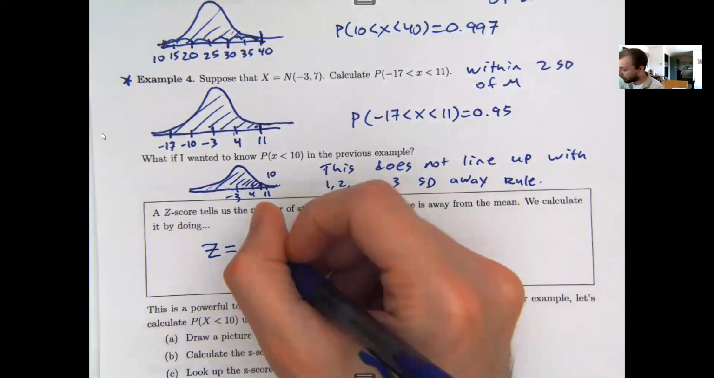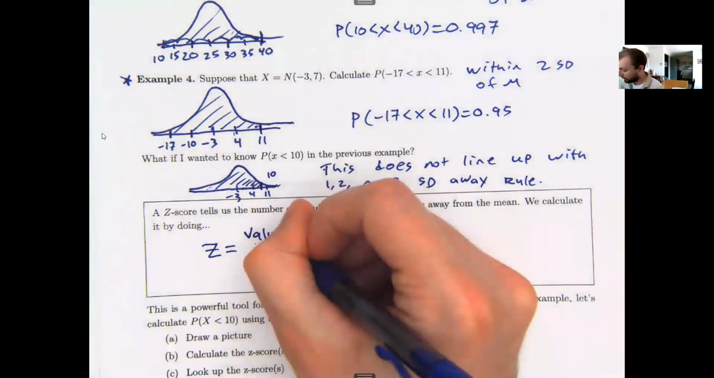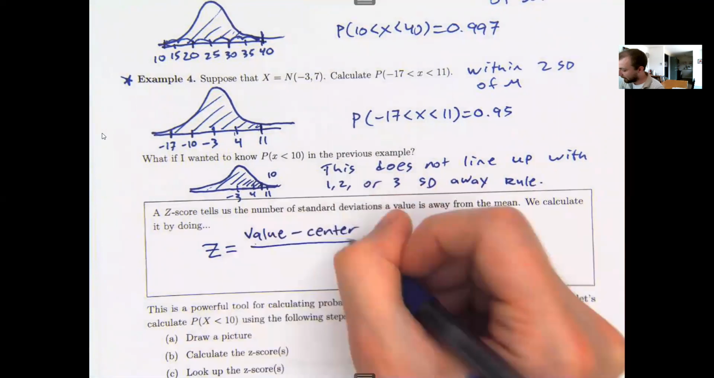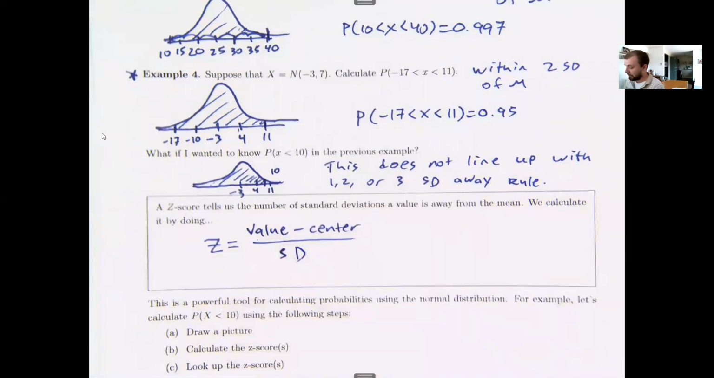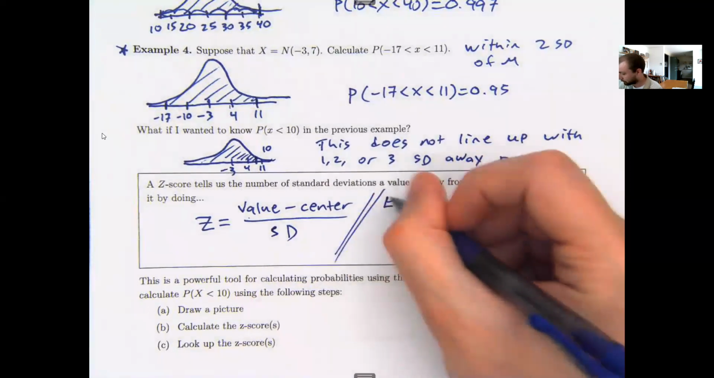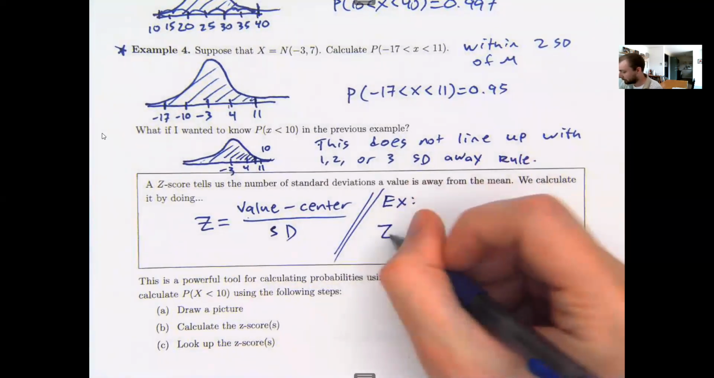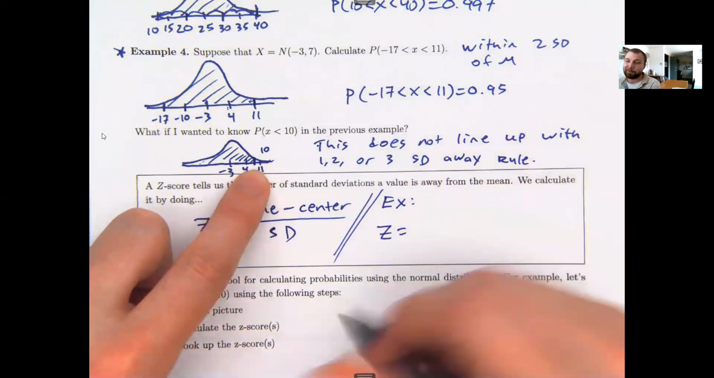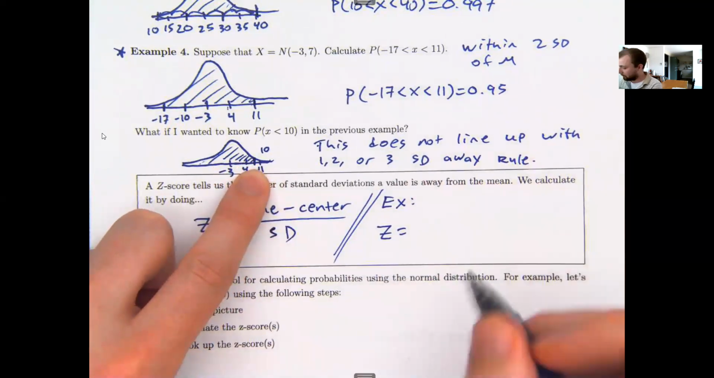Again, we find the z-score by taking the value we care about, subtracting the center, and then dividing by the standard deviation. For example, I can see this is more than 1, almost 2. So if I had to guess, maybe 1.8 or 1.9 something.